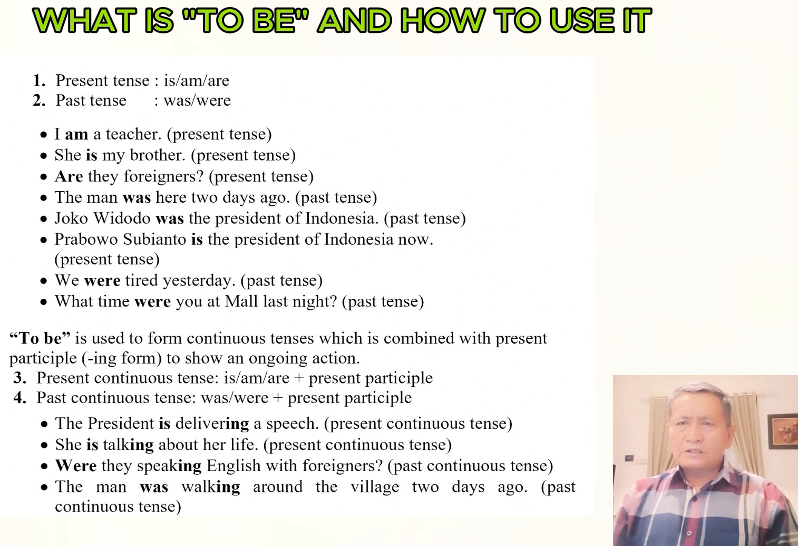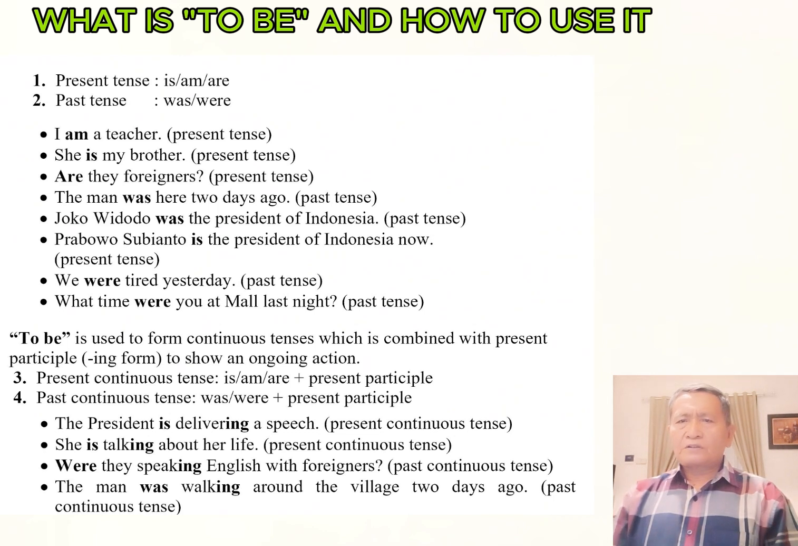To be is used to form continuous tenses, which is combined with present participle or ing form to show an ongoing action. 3. Present continuous tense: is, am, are plus present participle. 4. Past continuous tense: was, were plus present participle.